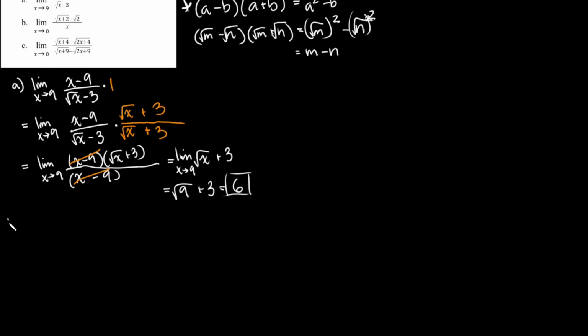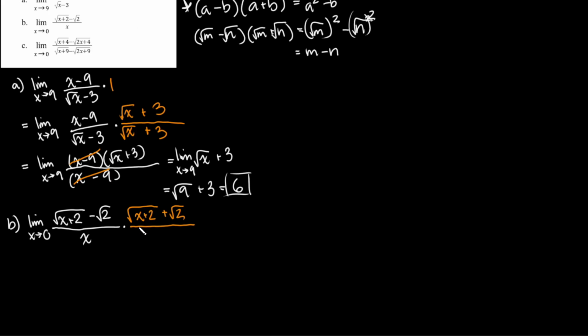Let's try part B. B says, what is the limit as x goes to 0 of the square root of x plus 2 minus the square root of 2, over x. In this case, we're actually trying to simplify the numerator instead of the denominator, like the last problem. So let's just get straight to it. Let's multiply by a factor of 1, and let's use the conjugate. So instead of this minus, we can rewrite the top part with a plus root 2. And then we can use this fact up here in order to solve.